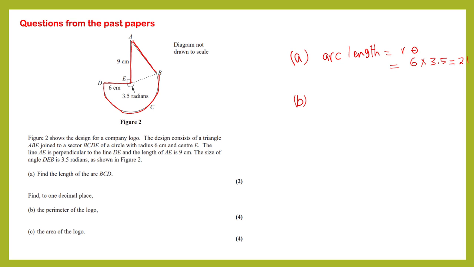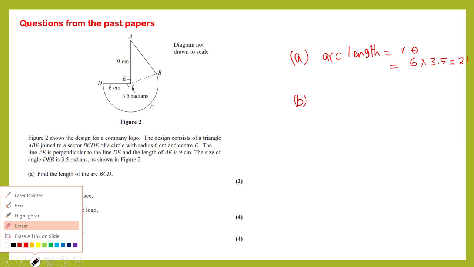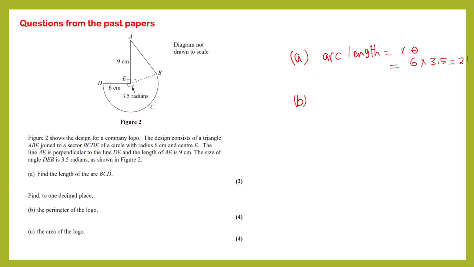So what's the outer boundary of this shape to get the perimeter? In this part, we have the length of AE, we have the length of DE, the arc length of BCD, but we don't know the length of AB. So let's first of all find the length of AB, then we'll get the perimeter. To find the length of AB, we have BE is 6 centimeters, this BE is 6 centimeters, and AE is 9.